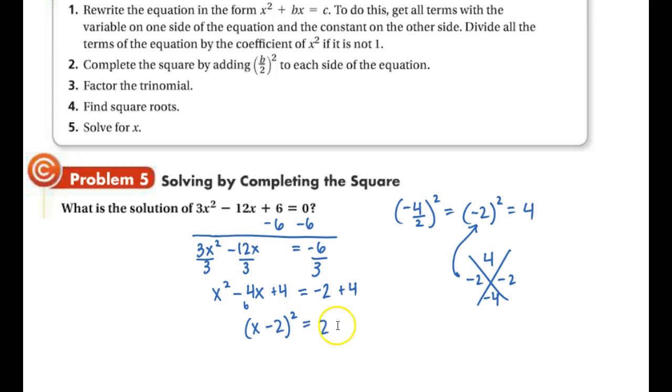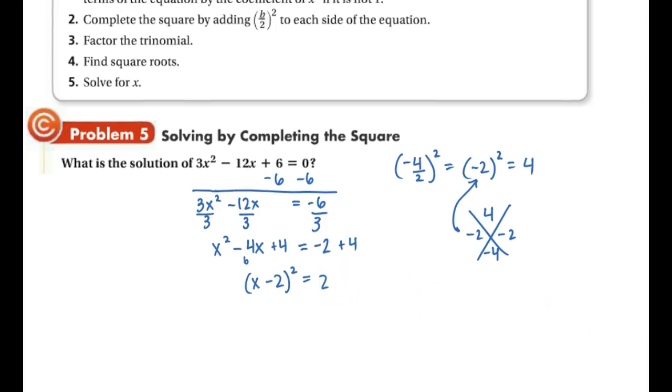We're actually pretty close to the answer now. We just factored, so we need to find the square roots and then solve for x. So we need to take the square root of both sides. Make sure you have a plus or minus on the right side.